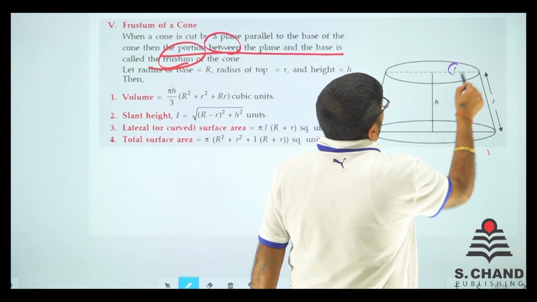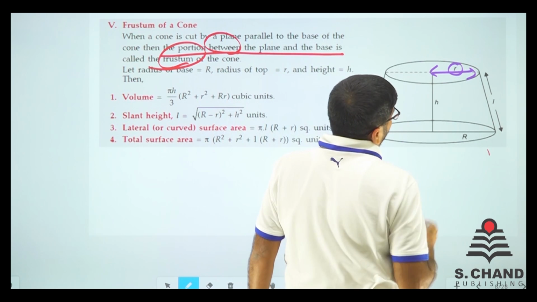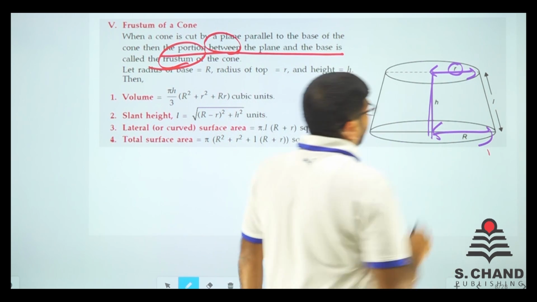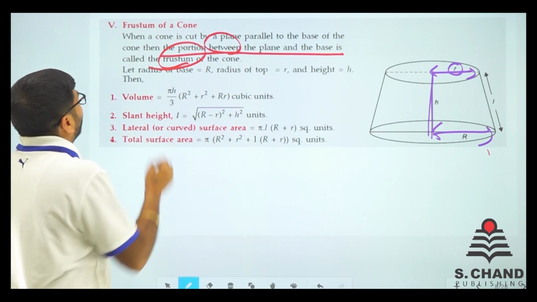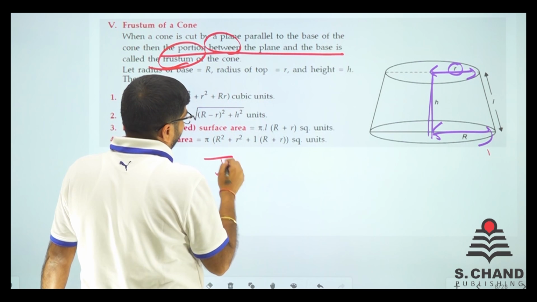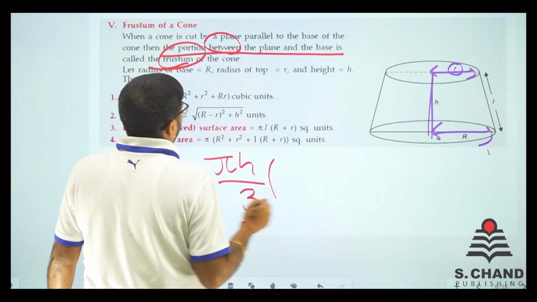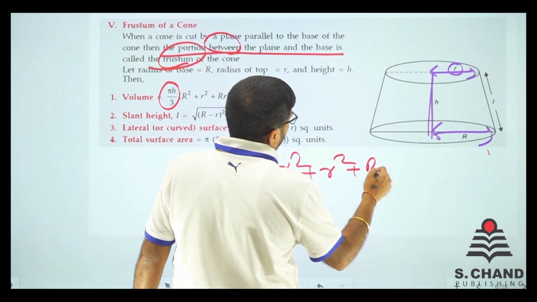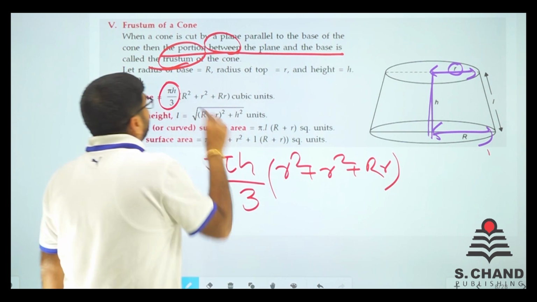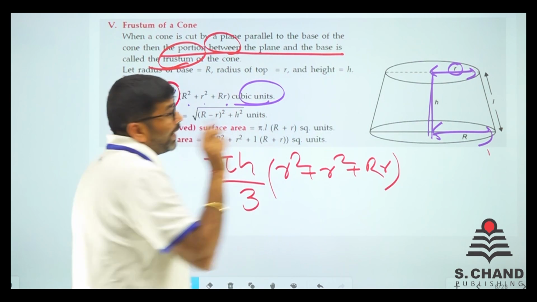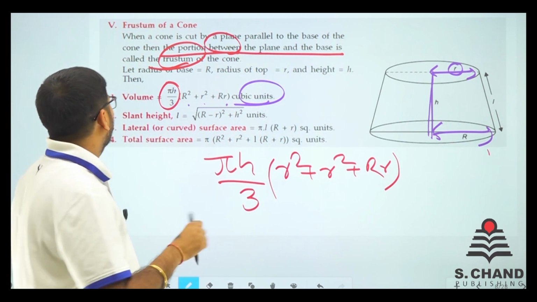Now we have small r as the radius of this and the capital R is the radius of this, and h is the total height of the frustum. So volume is equal to pi h by 3, pi h by 3, and we have got R square plus r square plus R into r. That is the volume of the frustum.